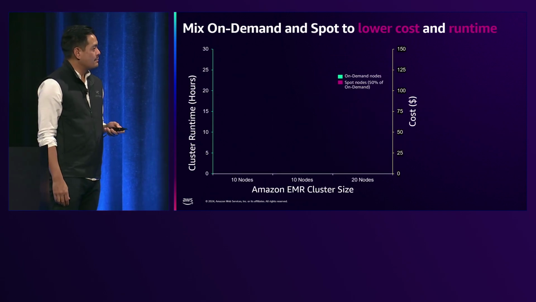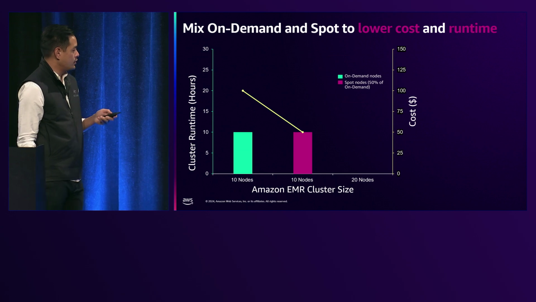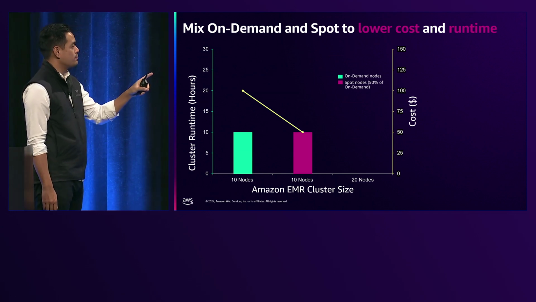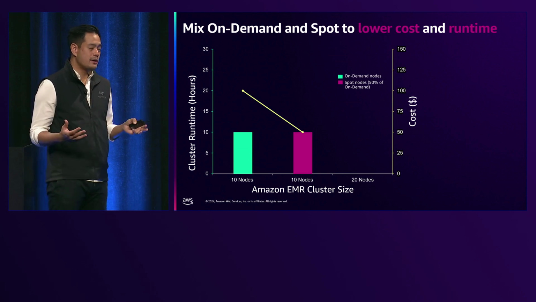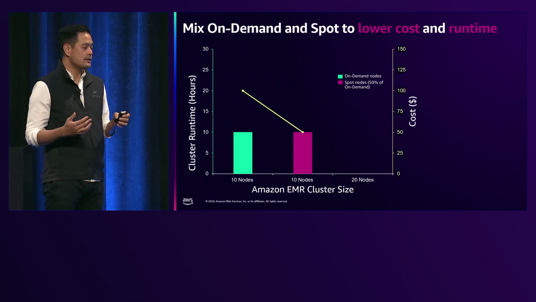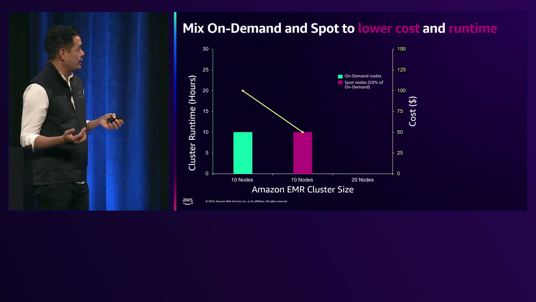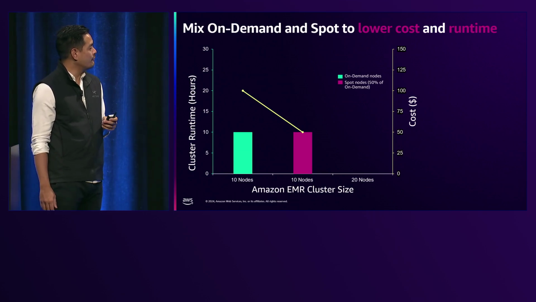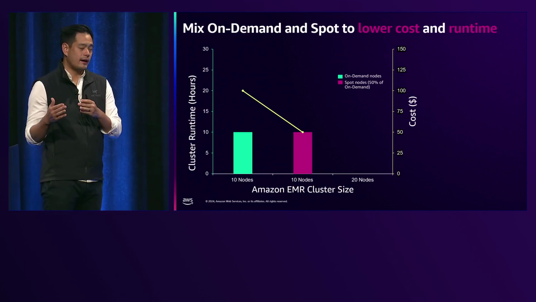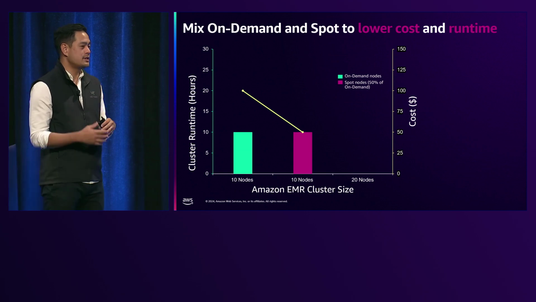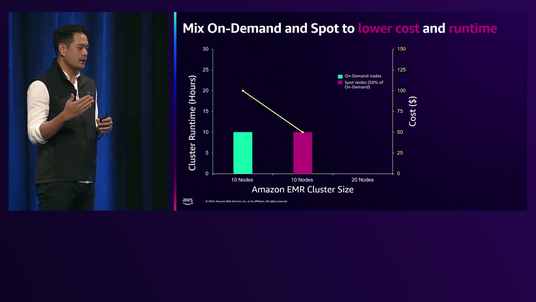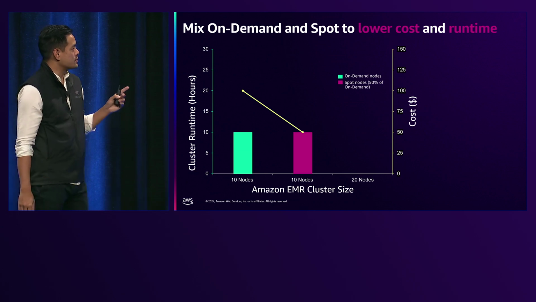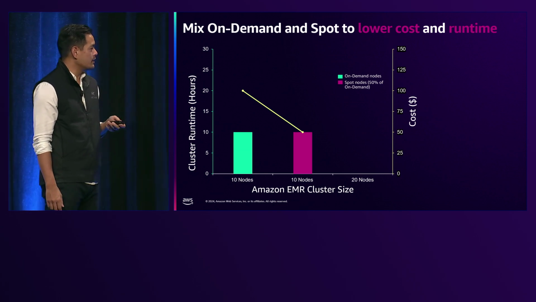So to give you an example of this, say you had a cluster in the first bar here where it's just on-demand nodes and it runs for 10 hours and the cost to run that cluster is $100, represented by the yellow line there. If you were to convert that cluster completely to Spot, it would still run for 10 hours, assuming the Spot cost here is 50% of on-demand. So your cost goes down from $100 to $50.